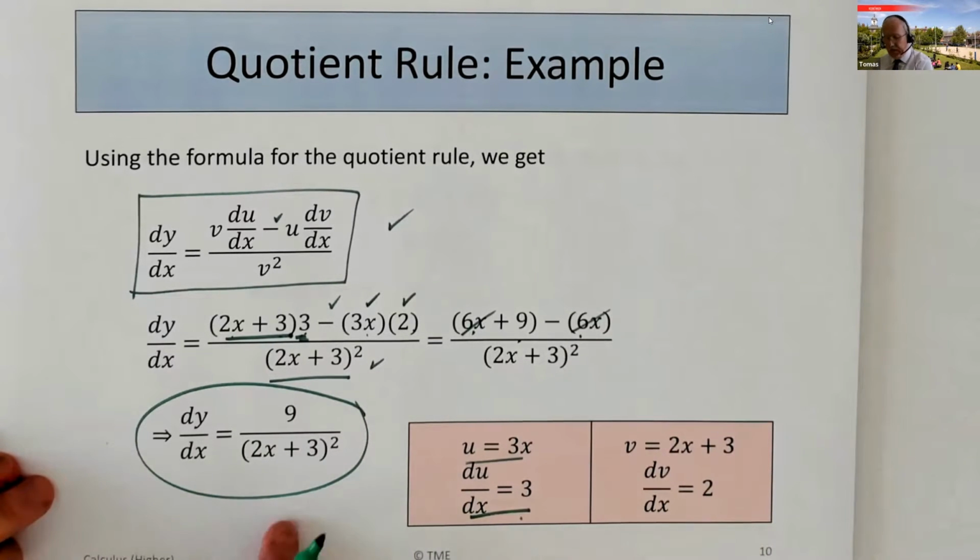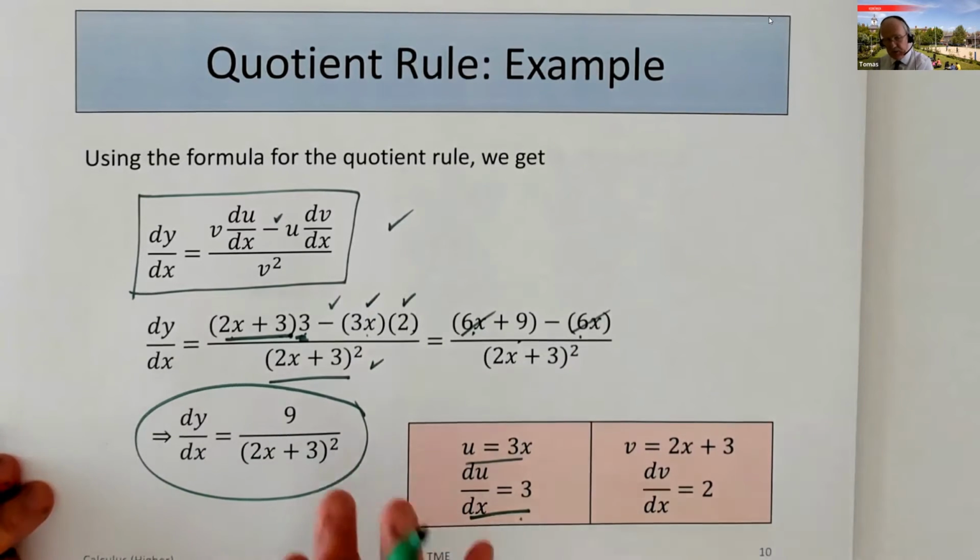And that's important. Okay, what have I got? I've got dy dx only in terms of x's. There's no u's, there's no v's there. It's sorted. I'm done.